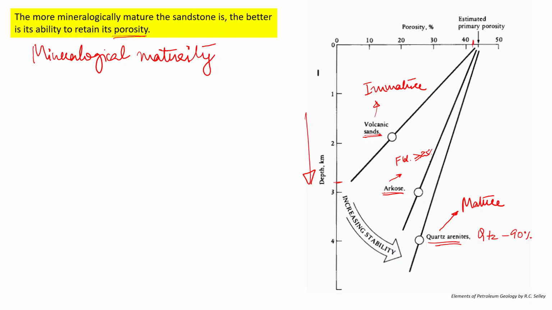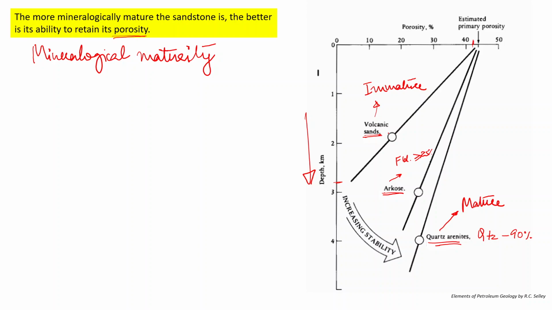Then the arkoses will definitely be more stable than the volcanic sands. And quartz arenites, due to the presence of silica or quartz, are most stable, so they can still hold their porosity. They can retain their porosity because they are going to be least affected by the changes in compaction or the overburden pressure and temperature. So with increasing stability, you can see that with depth.